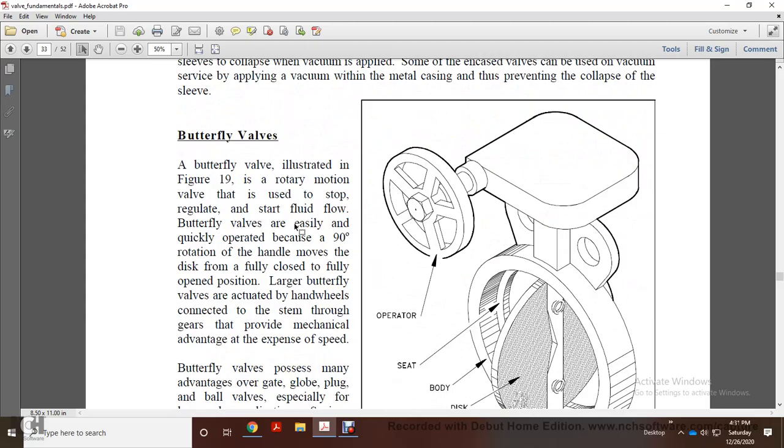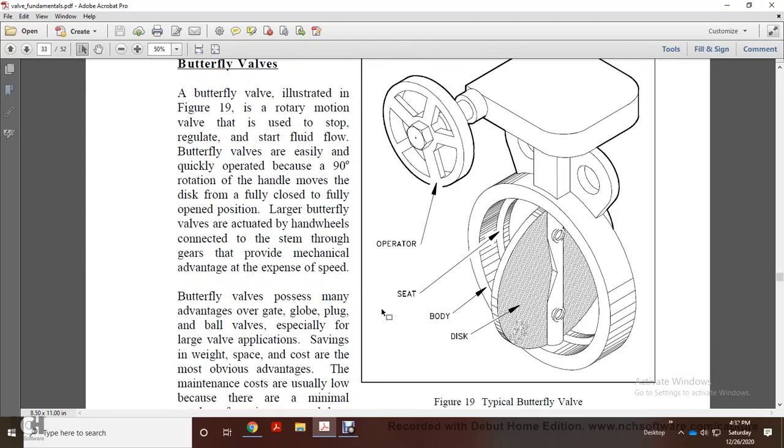Butterfly valve. The butterfly valve is illustrated in Figure 19. It is a rotary motion valve that is used to stop or regulate fluid flow. Butterfly valves are quickly operated because a 90-degree rotation of the handle moves the disc from a fully closed to a fully open position. Larger butterfly valves are actuated with hand wheels connected to a stem through gears, and provided with a mechanical advantage at the expense of speed. This shows the typical butterfly valve operator, seat, body, and disc.